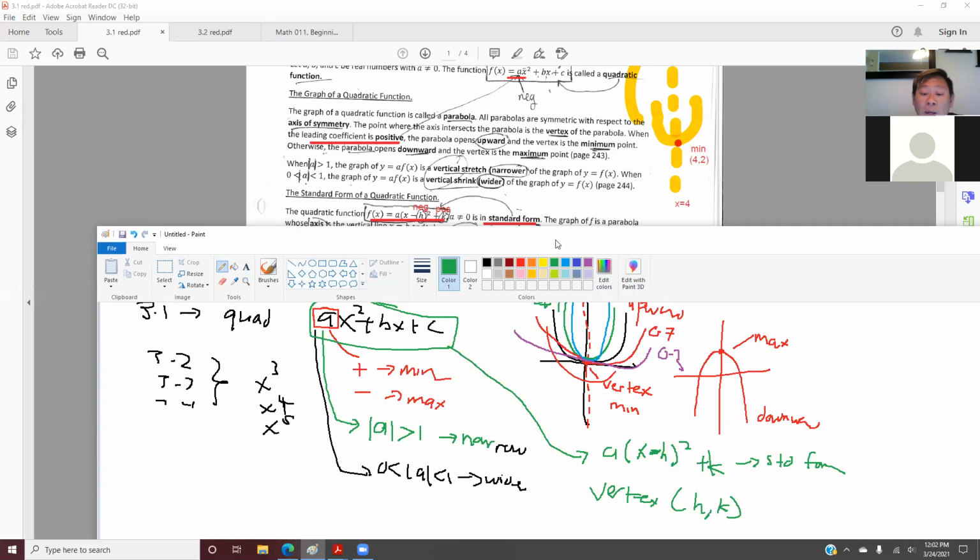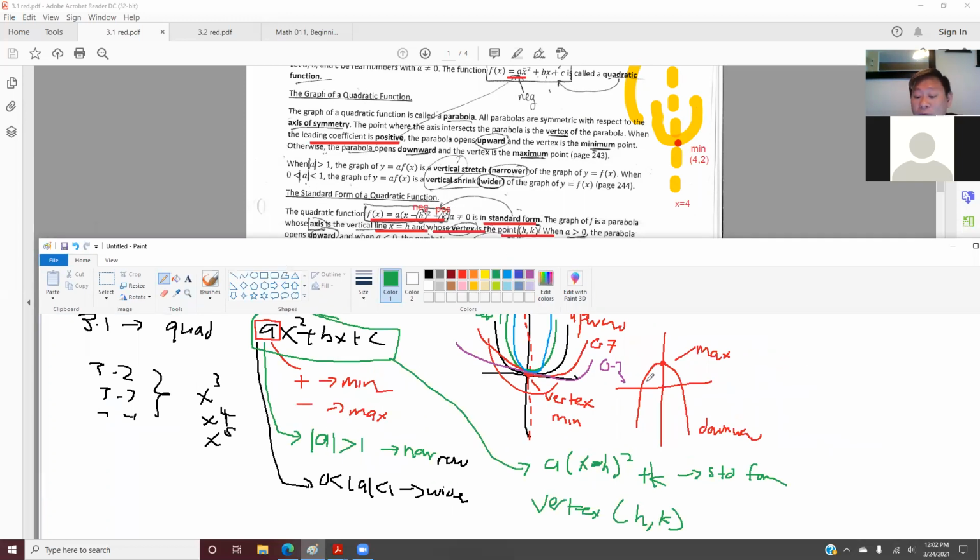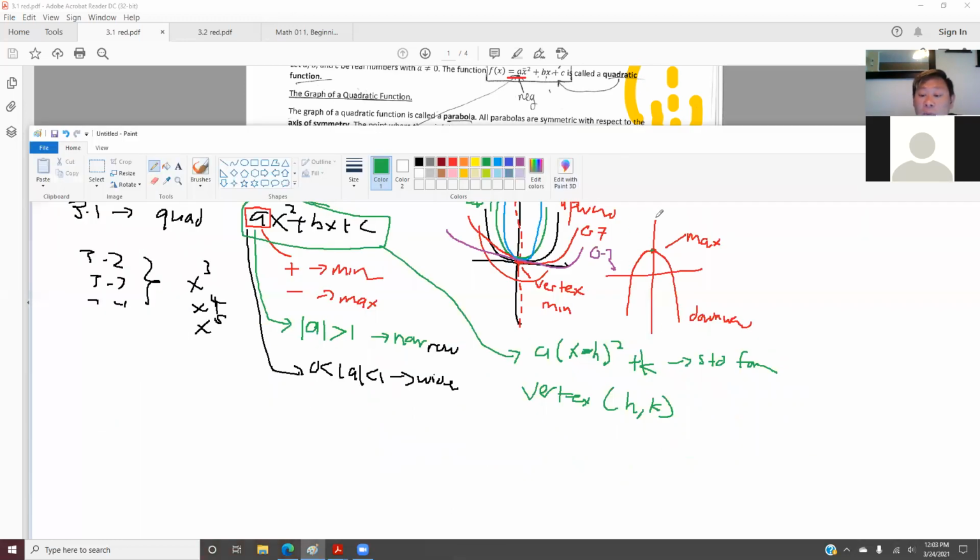So once you know your vertex, your turning point, then you automatically know your axis of symmetry, which is this dotted line. Your axis of symmetry is always x equals h. Whatever you found as the h coordinate in your vertex, that is your axis of symmetry. So the question is, how do we transform from this quadratic function to a standard form?